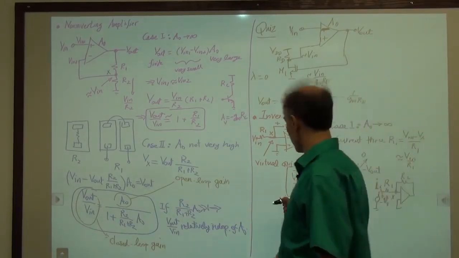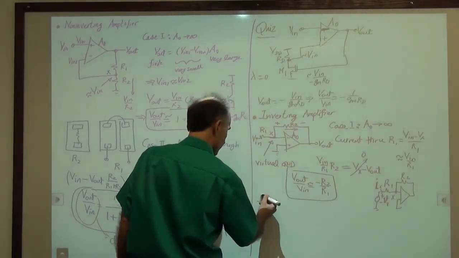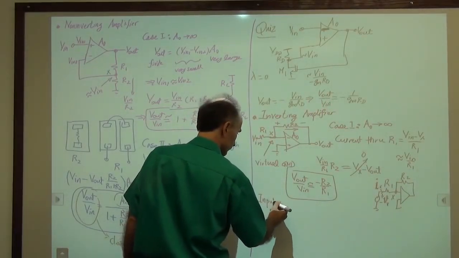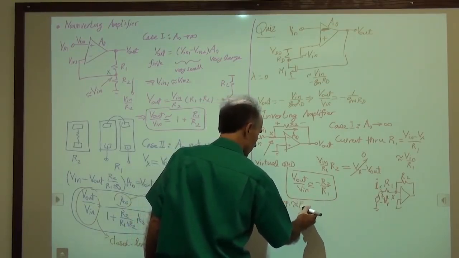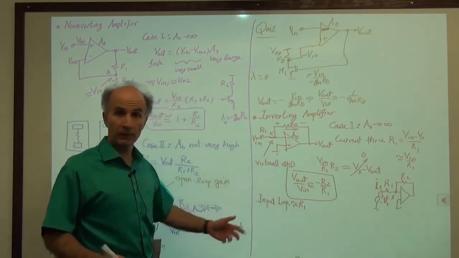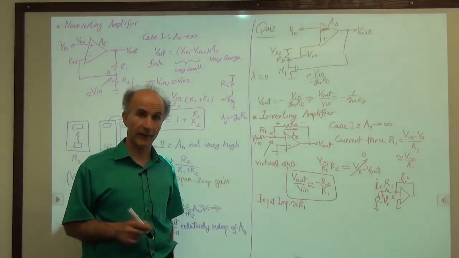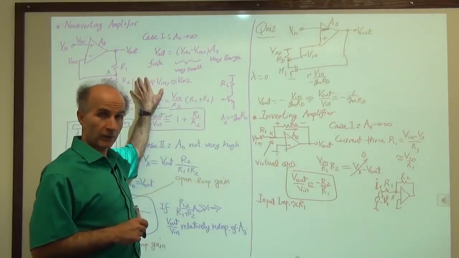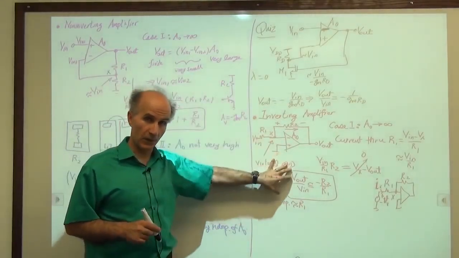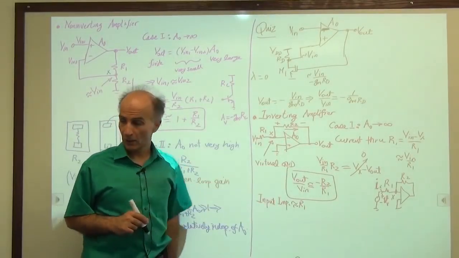So that's obvious. So the input impedance in this case is approximately equal to R1, which may not be very high. In general, actually, it's not that high. So that's the difference between this topology and that topology. Sometimes we use this, sometimes we use this. All right.